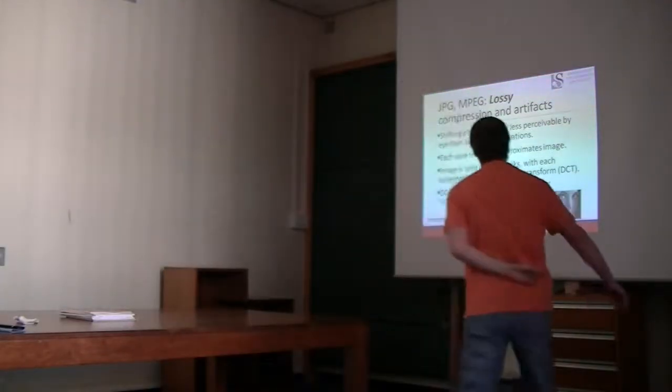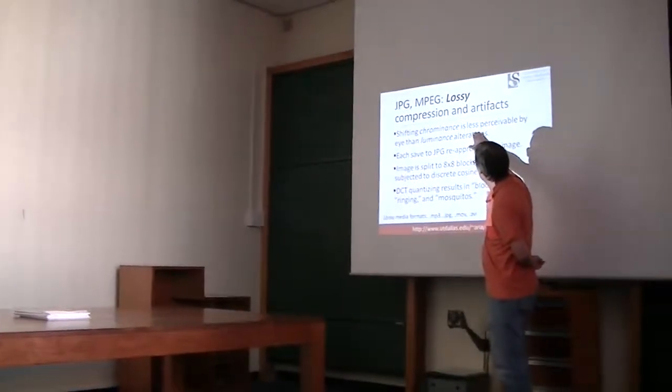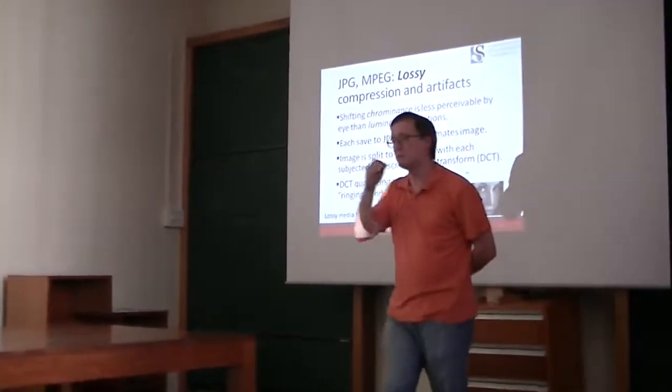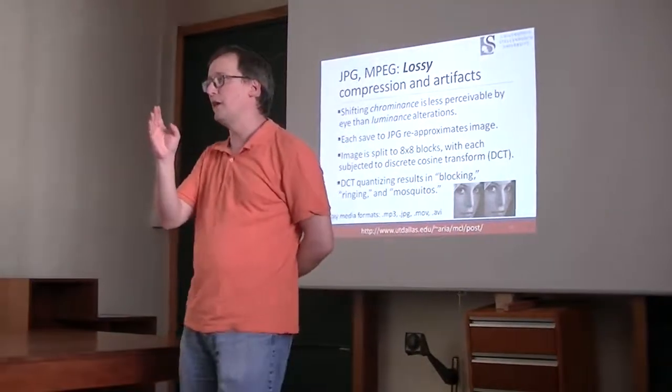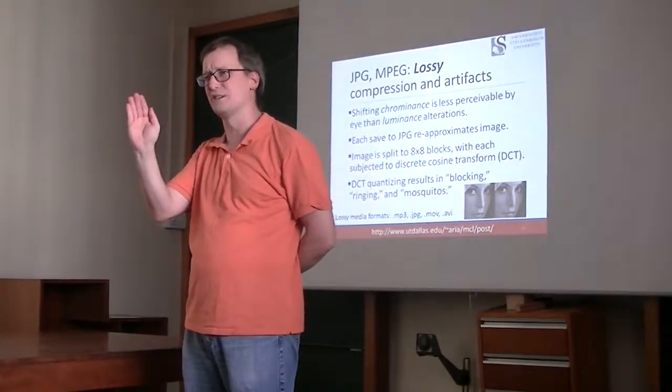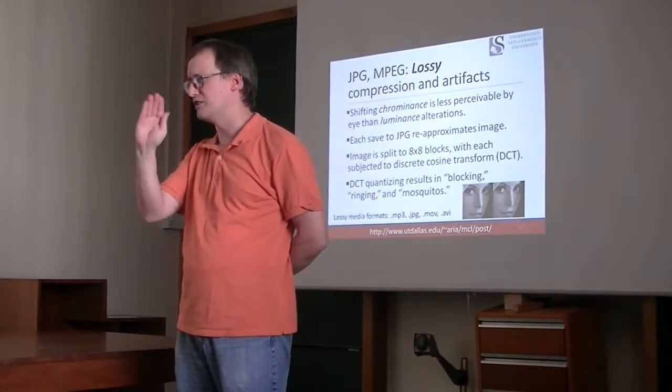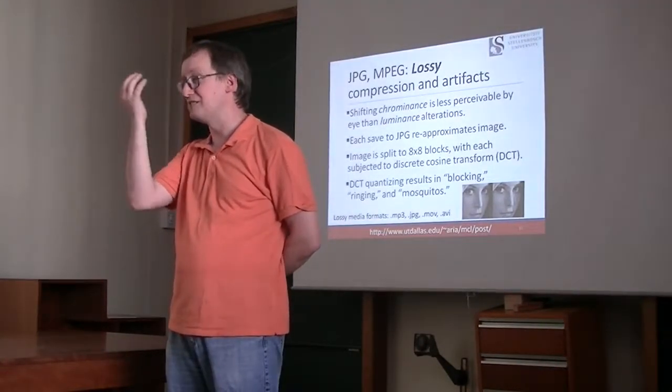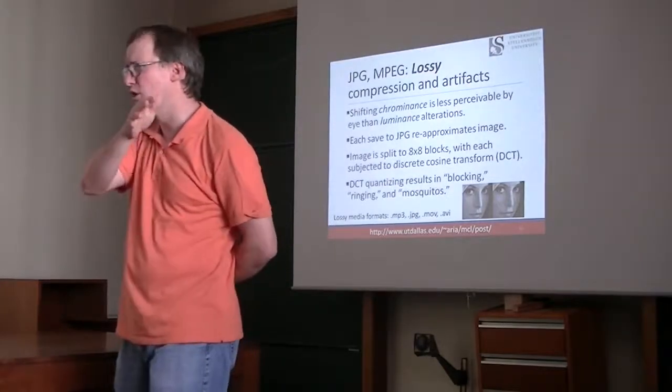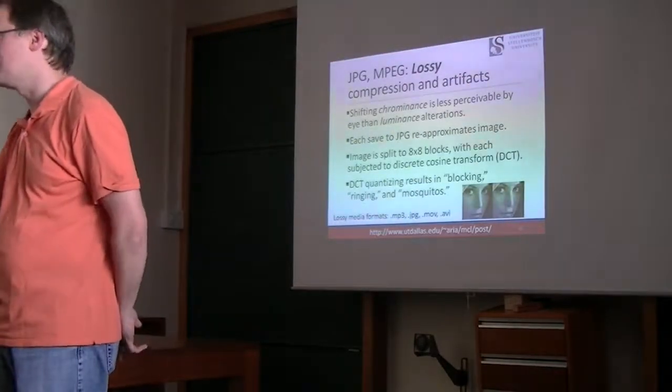So in the case of JPEG and MPEG, we find that the people who analyze vision have found that our eyes are less sensitive to very slight color changes than they are to differences in brightness, luminance. So chrominance is something that we just don't notice changes in very much.